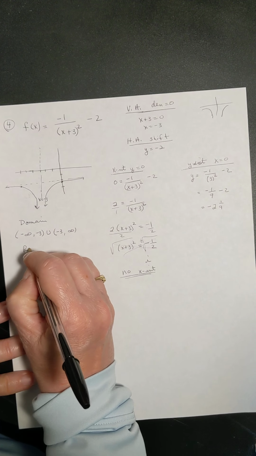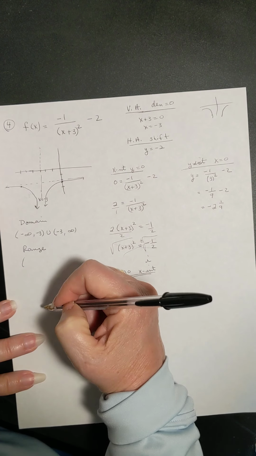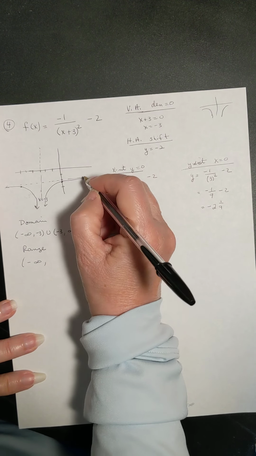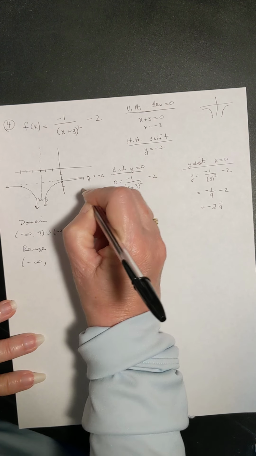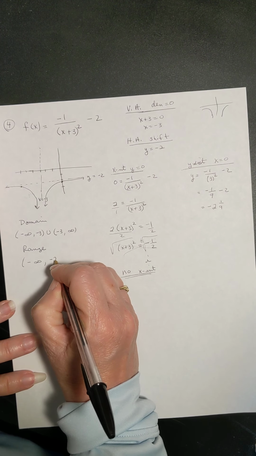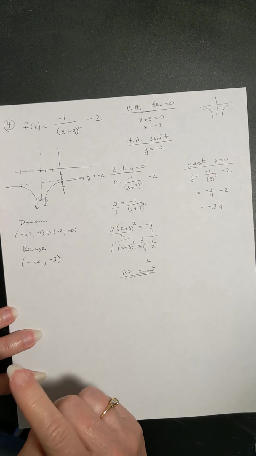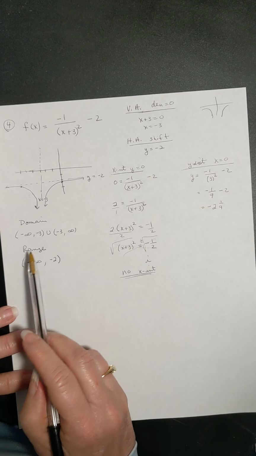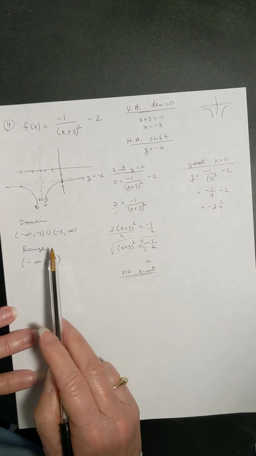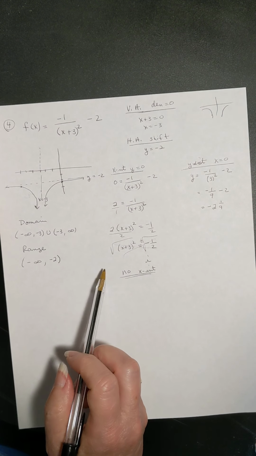Now, if you look at your range on this one, notice both of them are going down. So remember, range is bottom to top. So it starts down here at negative infinity, but then, and I forgot to write this, this is y is equal to negative 2. It doesn't even hit negative 2. So it goes to negative 2, and that would be a parenthesis because it doesn't reach negative 2. So notice on these, the domain and the ranges will always have parentheses. There are no brackets involved.